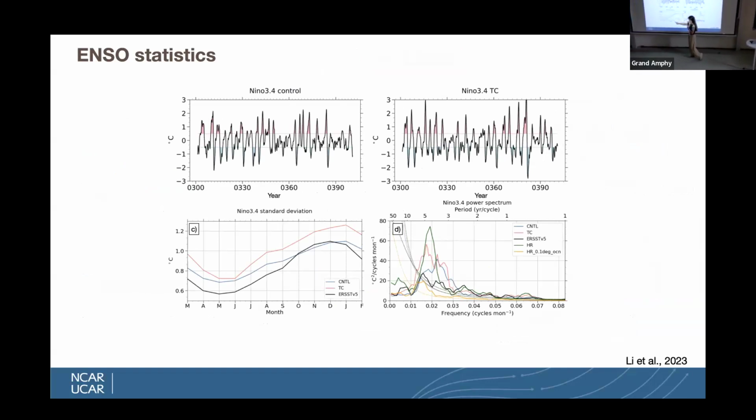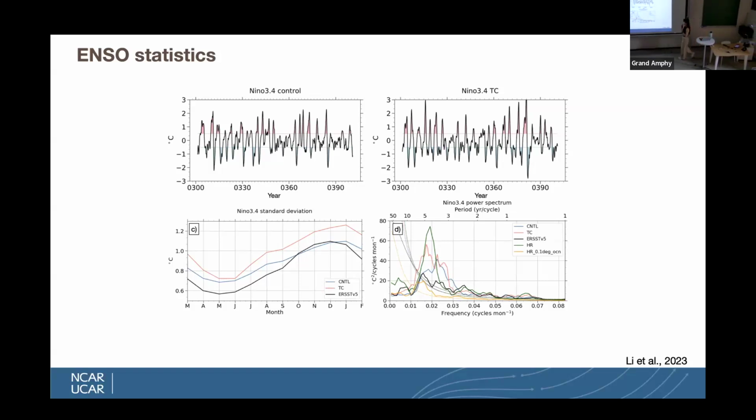The black is from the reanalysis, and the blue is from the control. We see the CESM 1 degree model in the control has a little bit of a problem capturing the seasonal cycle of ENSO. But when you add in the TCs, the annual variation is actually closer to observations, although the amplitude is also higher.